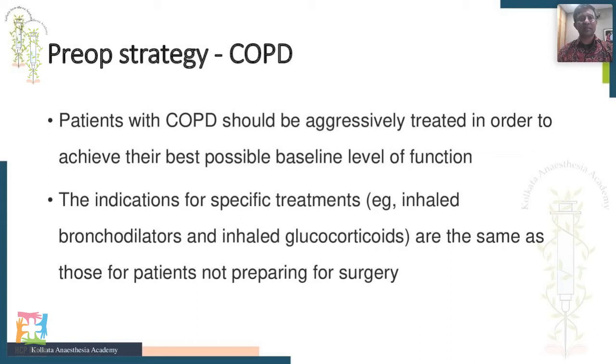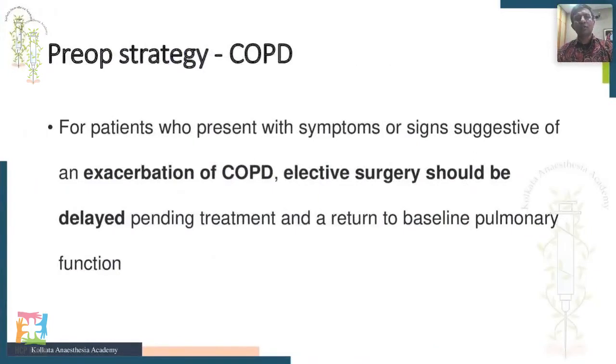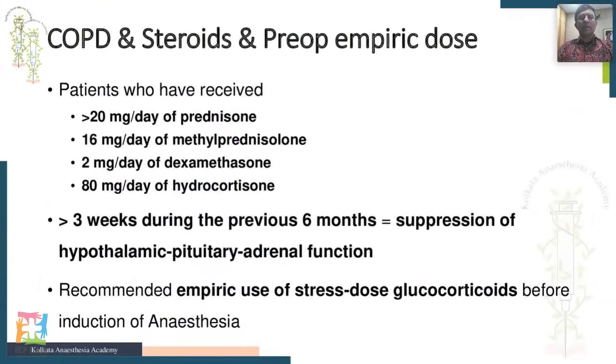COPD should be aggressively treated in order to achieve the best possible baseline level of function. The specifics of treatment are taken from the Global Initiative for Obstructive Lung Disease, the GOLD ABCD. What is the kind of symptoms? How much is the risk? If it is very symptomatic and high risk, it's the highest amount of intervention. And this again applies irrespective of whether surgery is going to happen or not. You will essentially intervene. With exacerbation of COPD, elective surgery should be delayed till they go back to baseline. This is, I think, the bottom line.